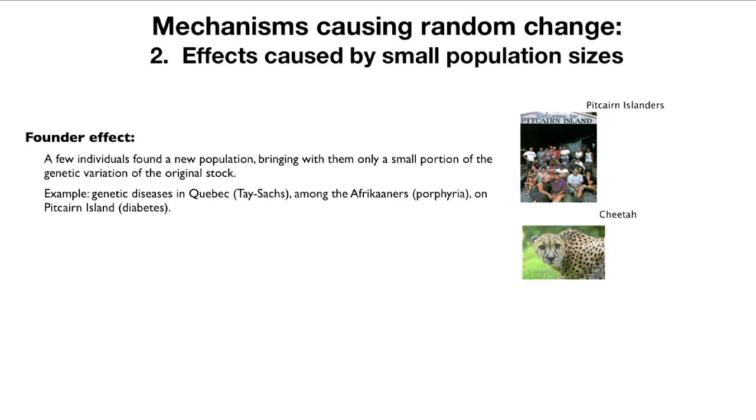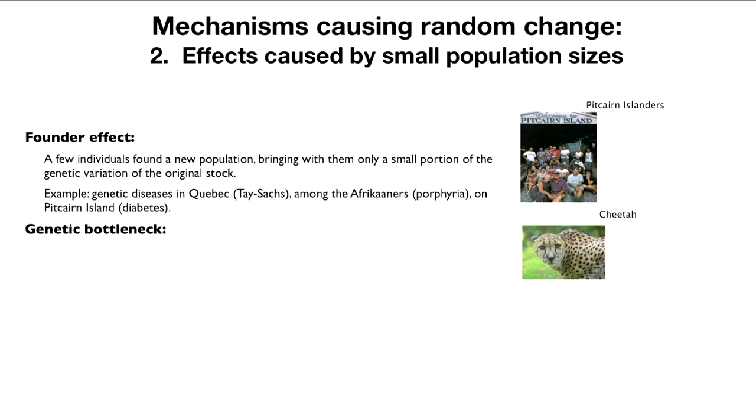Also, we have the genetic diseases in Quebec, Tay-Sachs disease, in the Afrikaners in South Africa, that's porphyria. And in Pitcairn Island, there's an unusually high incidence of genetically caused diabetes. These are all cases in which a small population of founders brought with it a disease which was infrequent in the population from which it came, but was quite frequent in the small group that brought it with them.